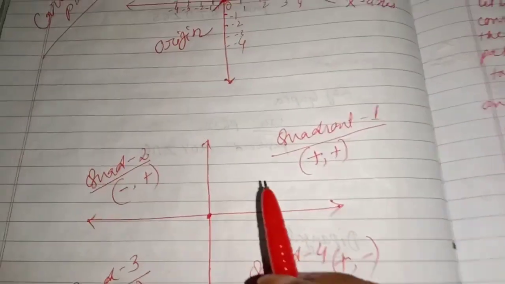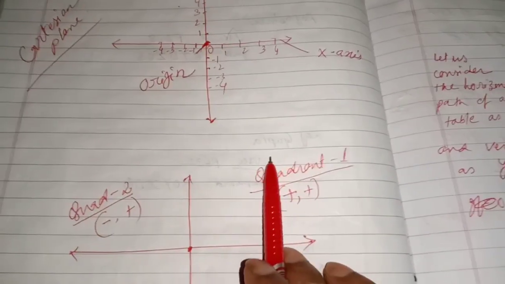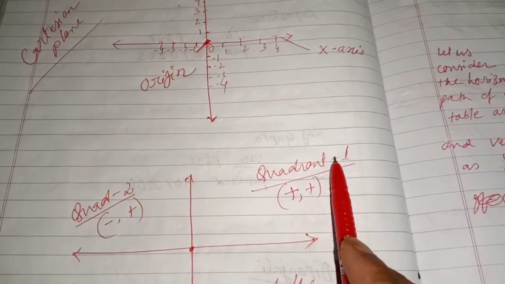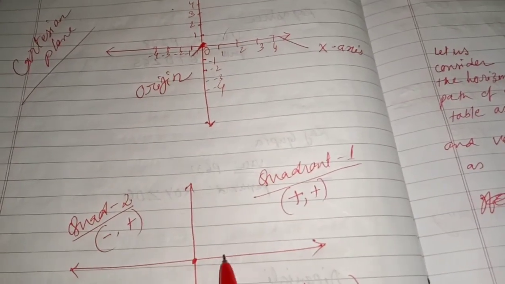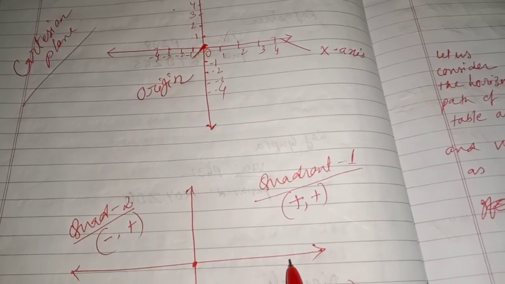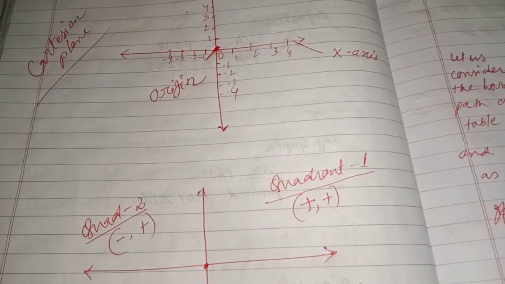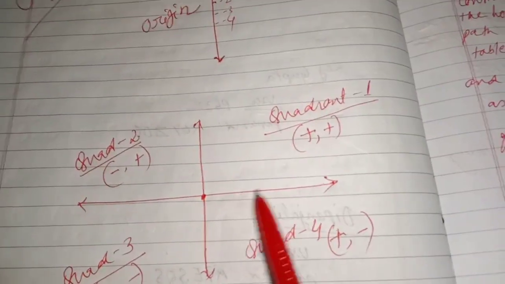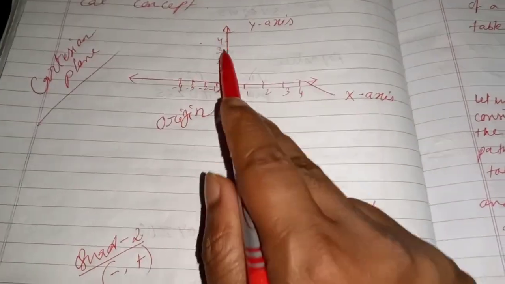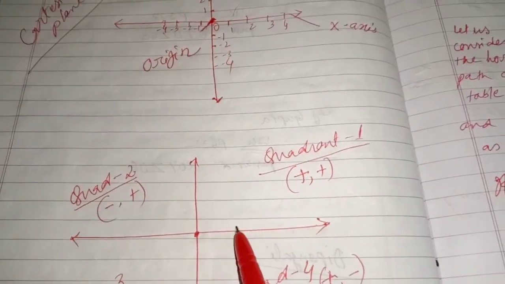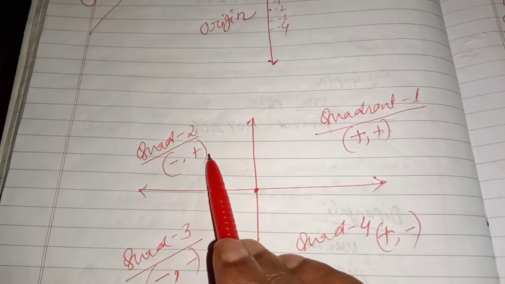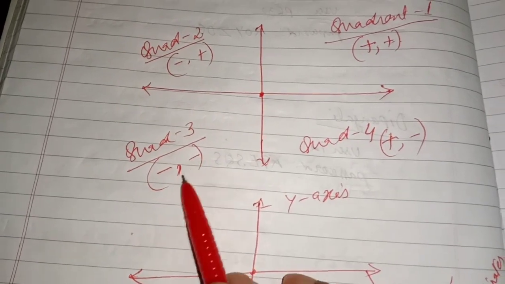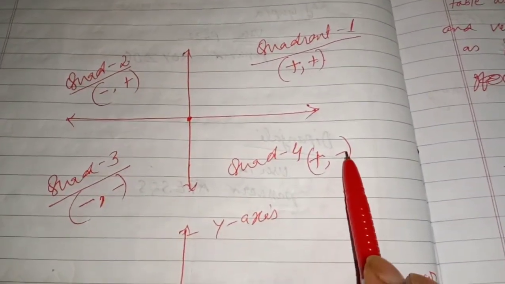Next, there are 4 quadrants, means each part of this is called a quadrant. This is quadrant 1, this is quadrant 2, this is quadrant 3, this is quadrant 4. As you know this is x-axis, here you can put only the value of x, and this is y-axis, here you can put the value of y. Now you can see this is plus and this is also plus. That is why here the first value of x and second value of y both are positive. That is why plus plus. Similarly, this is minus plus. Quadrant 3 is minus minus, and quadrant 4 is plus minus.